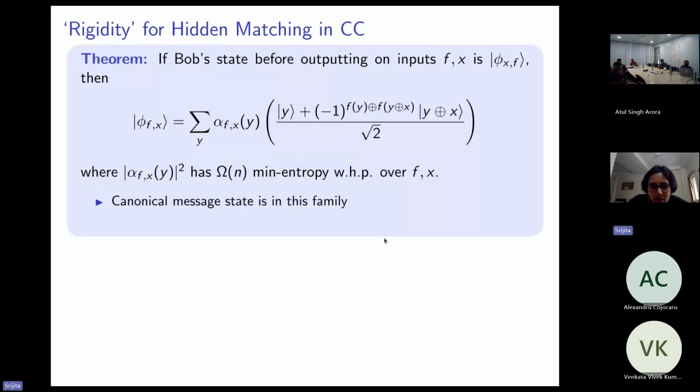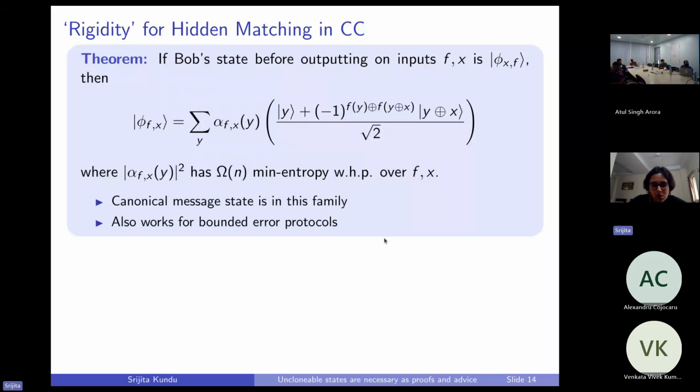So I've stated this result as such for exact protocols. For exact protocols, the state has to look exactly like this. But this result also actually works for bounded error protocols, where there will be a small error. So at this point in the proof, we're still fine with bounded error protocols.